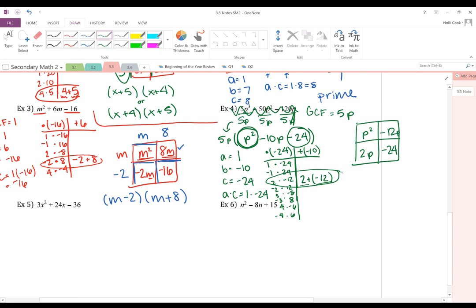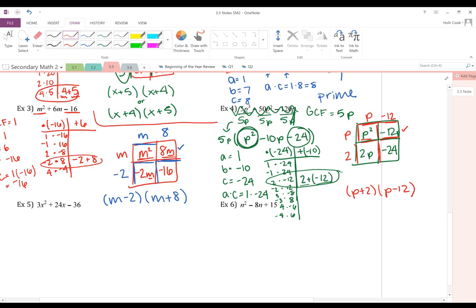All right. So if we look at this, what do p squared and -12p have in common? Well, they both have a p. If that's p, what's going to go up here to get to p squared? Another p. If that's p, what's going to go down here to get to 2p? 2. If that's 2, what's going to go here to get to -24? That would be -12 times p, -12p. Yep. So we've got p plus 2 and p minus 12.